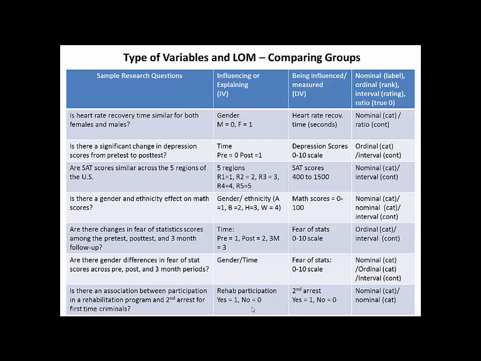Typically, whenever we have a dichotomous variable, where we have two options, and one of the answers is yes and the other one is no, then we typically assign the no to 0, because no is the absence of participation or the absence of something. And here, for second arrest, no is the absence of being arrested, or not being arrested. And again, these are both nominal and categorical.